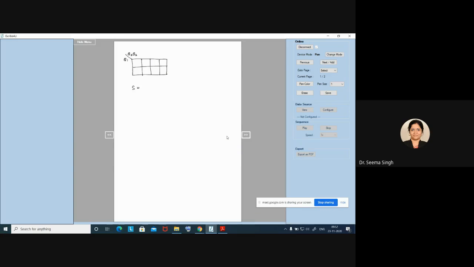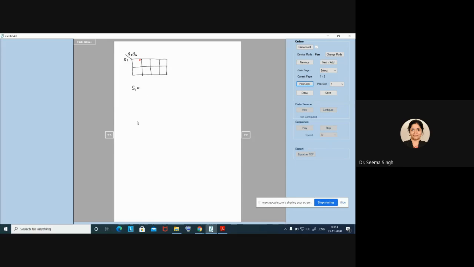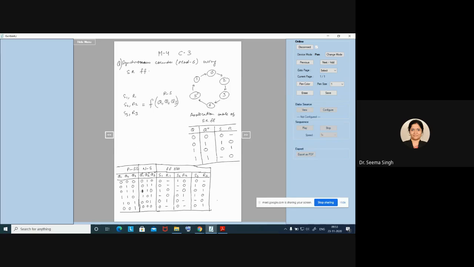It is Q1, Q2, Q3. So I am talking about S1 now. S1 means you have to take 0, 1, 2, 3, 4, 5, 6, 7. So you have these things, and I am writing for S1. So you should see the S1 column. If you see the S1 column, you can see a 1. This 1 is for 3, right? Present state 3. In the S1 column you have to see.